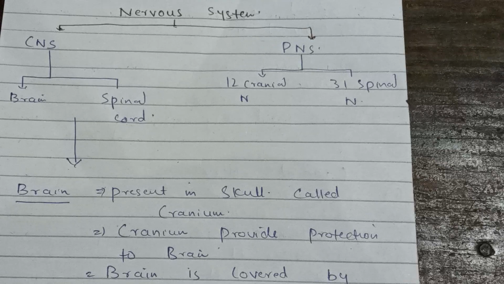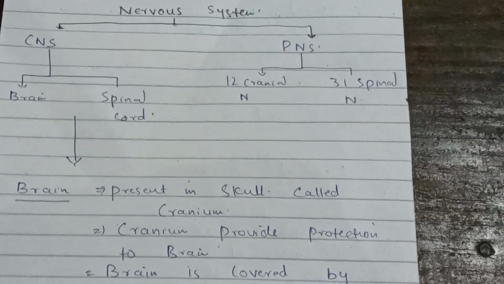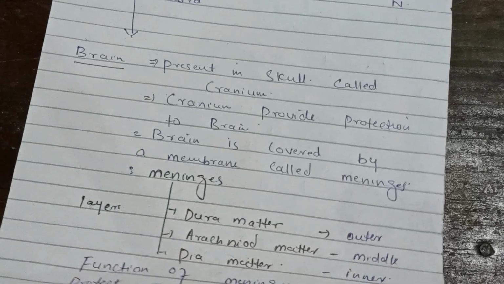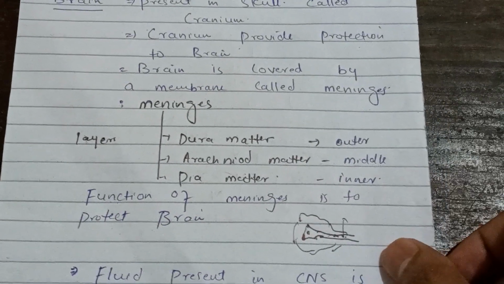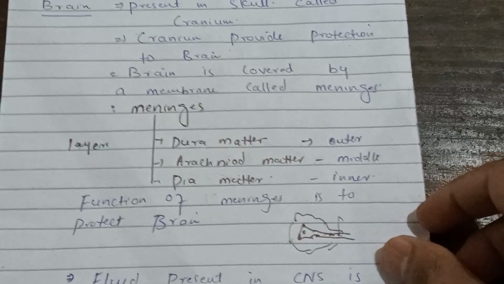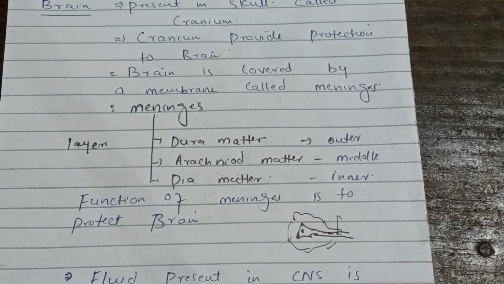The brain is present in the skull, in the cranium part of the skull. The cranium provides protection to the brain. The brain is covered by a tough membrane called meninges, which gives protection to the brain. Meninges are composed of three layers.